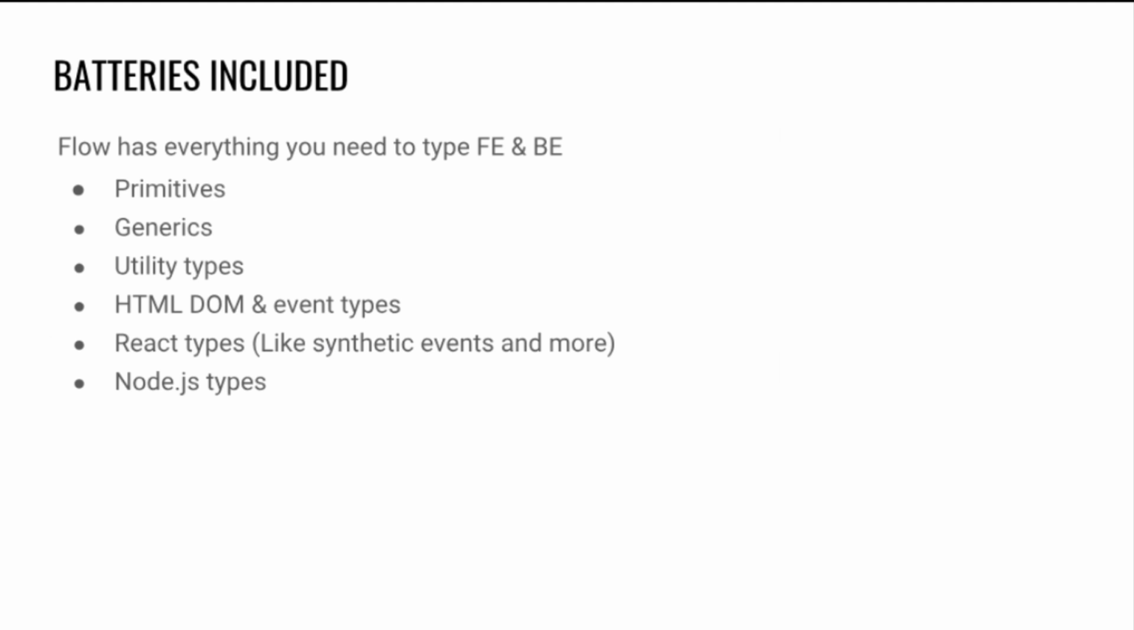And basically, the last three, the HTML DOM event types, React, and Node.js types, mean that you don't have to download any third-party library where somebody defined what is the type of each DOM element or any React function or whatever. It comes directly with Flow. So at least you're sure that if you're working with vanilla React or just vanilla JavaScript DOM or Node.js, the libraries will be up to date and you will have everything you need to start.